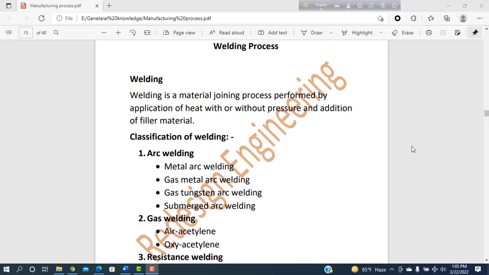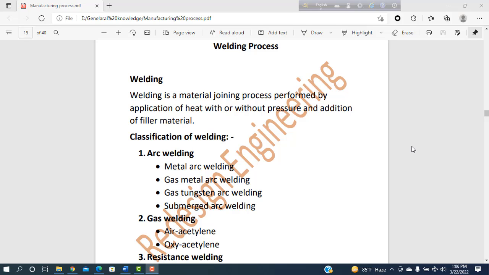Today I'll discuss the welding process of manufacturing. At first, I'm starting from the definition of welding. Welding is a material or metal joining process performed by application of heat with or without pressure and addition of filler material.